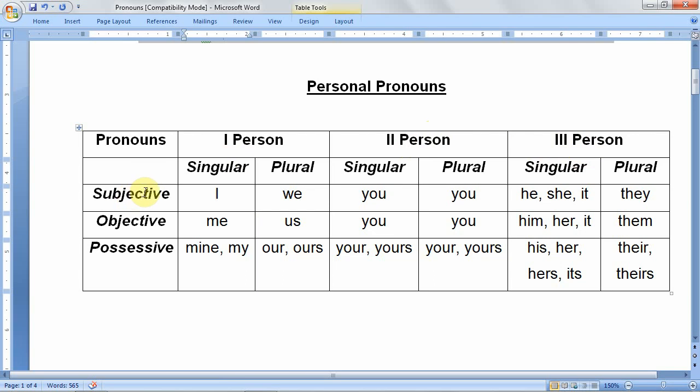Then here we have the subjective case, objective case and possessive case. Subjective case means the personal pronouns as they are. Objective cases are specially used when changing the voice. You might have seen that. Possessive case is considered as possessions. So first we will deal with singular and plural.